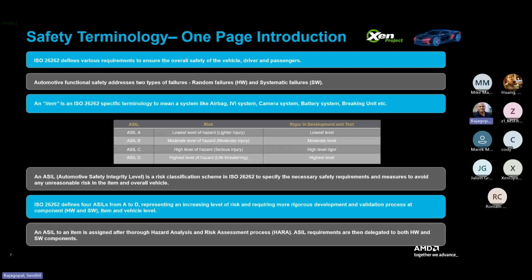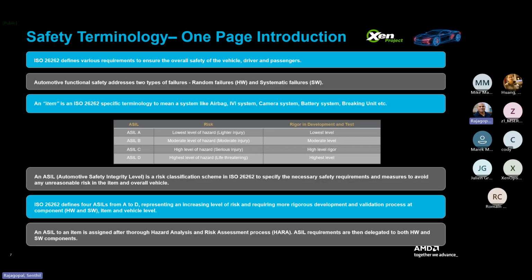And ASIL is assigned to an item depending on the impact it has on the safety of a driver, passengers, and the vehicle. So you have from ASIL A to ASIL D. ASIL A means the lowest level of hazard, like an injury, that creates a need for the development and the testing activities. So it goes up to ASIL D. ASIL D is the highest level.